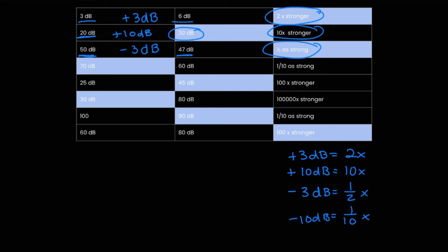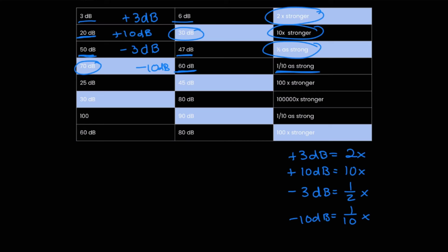Now the next row flips things around on us just a little bit. We have been given the new signal, and we are told that it is 1/10 as strong. So looking at our rules, we know that if the new signal is 1/10 as strong as the original signal, then it has to be a negative 10 change. So we are trying to figure out what our original value was, so that when we subtract 10, it equals our new value. Well, 70 minus 10 equals 60. So that's how we calculate the original value to be 70.